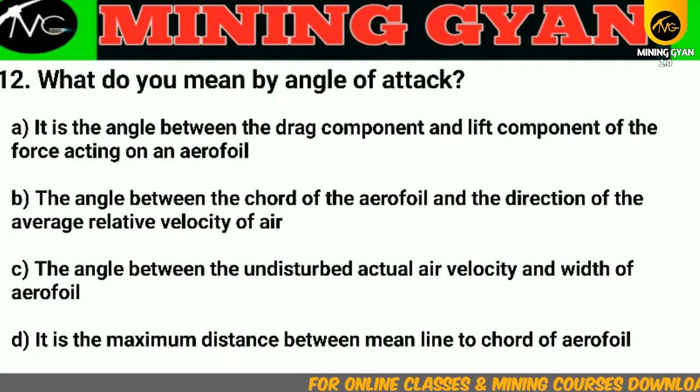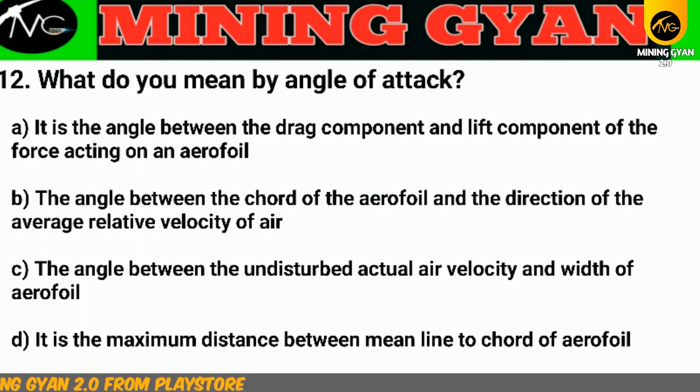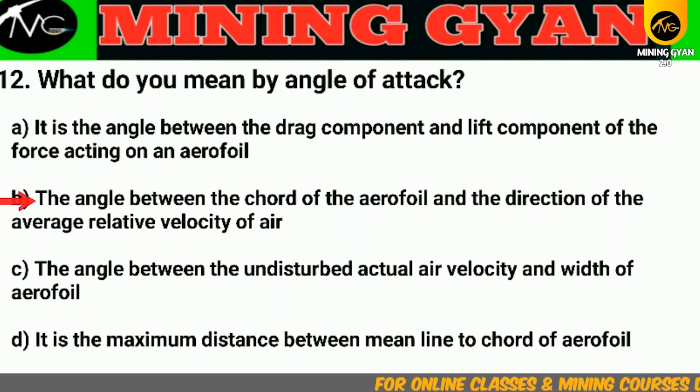Next question is, what do you mean by angle of attack? A. It is the angle between the drag component and lift component of the force acting on an aerofoil. B. The angle between the chord of the aerofoil and the direction of the average relative velocity of air. C. The angle between the undisturbed actual air velocity and width of aerofoil. D. It is the maximum distance between mean line to chord of aerofoil. Right answer is B. The angle between the chord of the aerofoil and the direction of the average relative velocity of air.